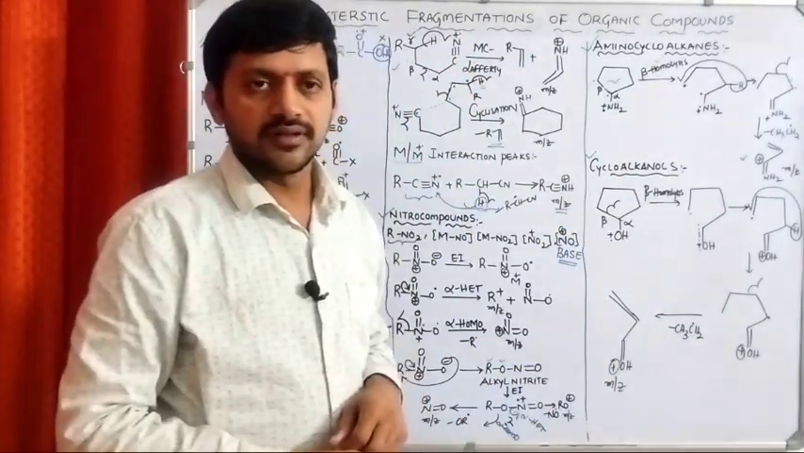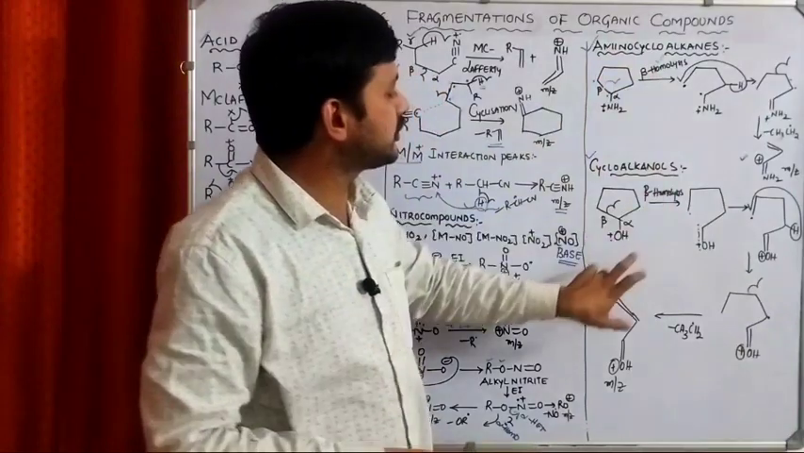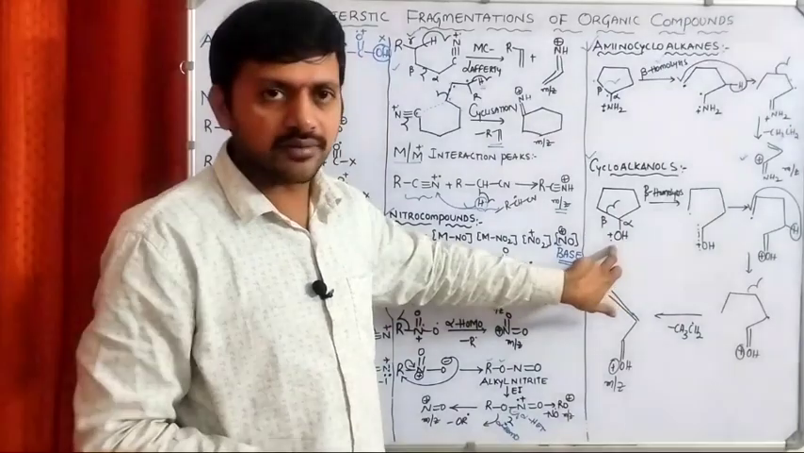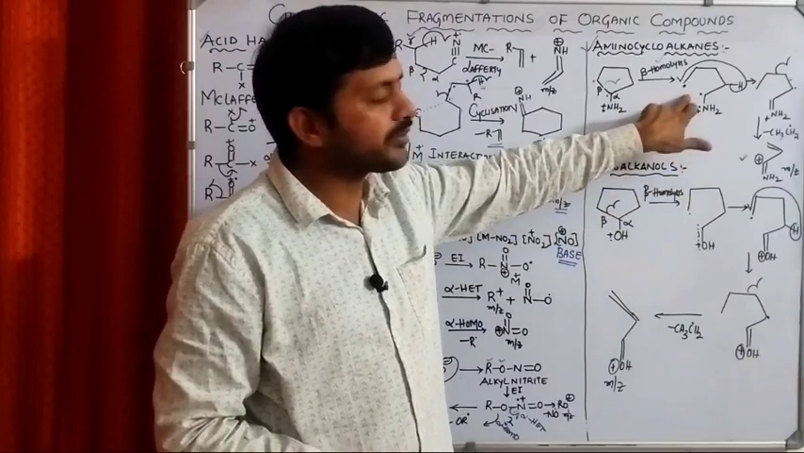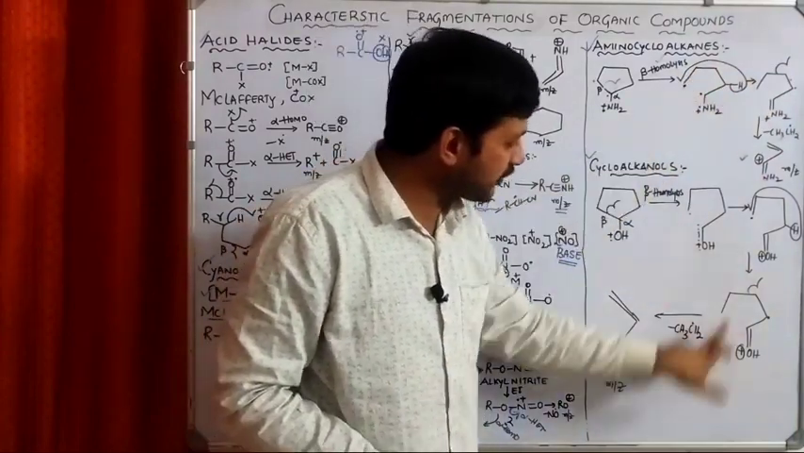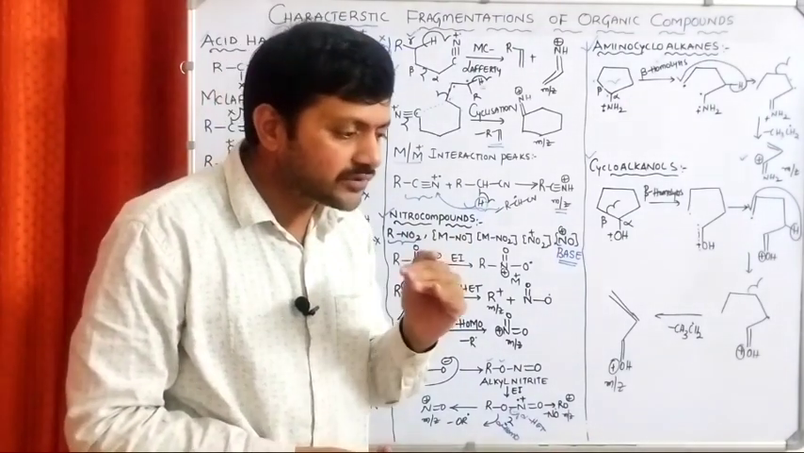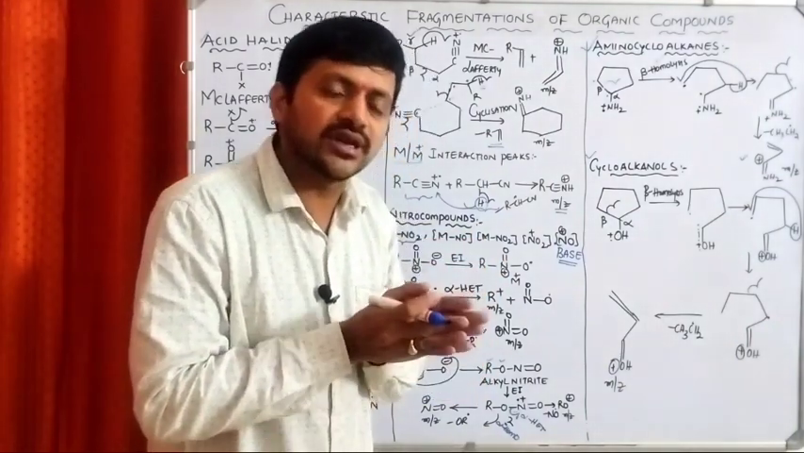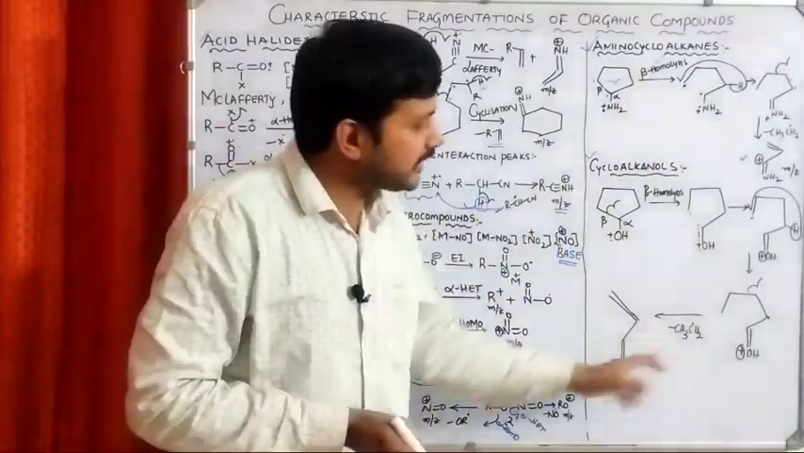Similarly, cycloalkanols. If the cycloalkane is containing an OH group, a similar kind of situation is going to happen here also. See this one? It is the heteroatom. This is also a heteroatom. Beta homolysis, the formation of radicals, transfer of hydrogen, a similar kind of ion will be formed in the case of cycloalkanols also. It means that in case of cycloalkanes, if we have the amino substitution or the OH substitution, we will get some additional peaks. So these are the additional peaks.